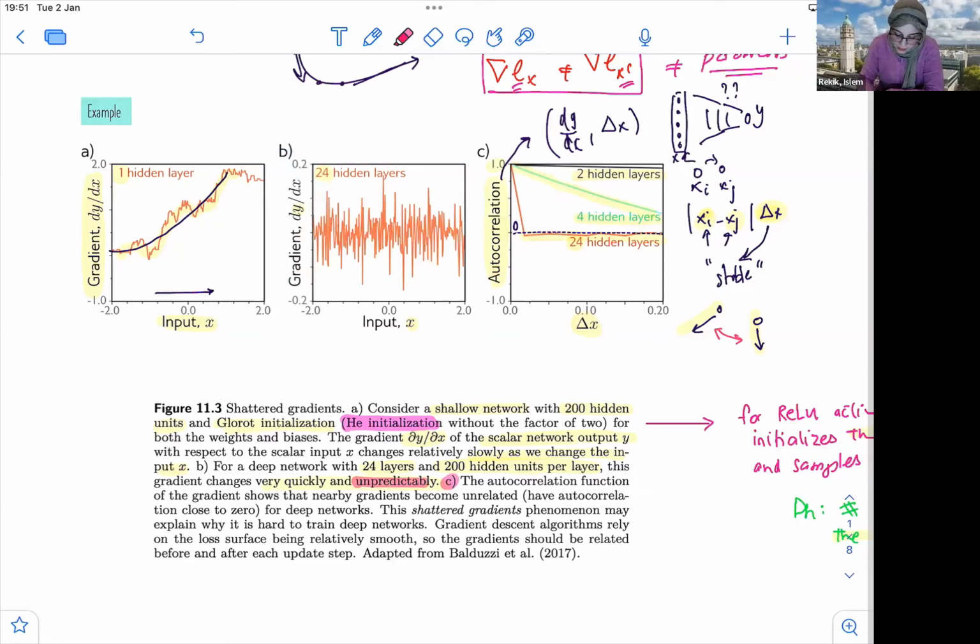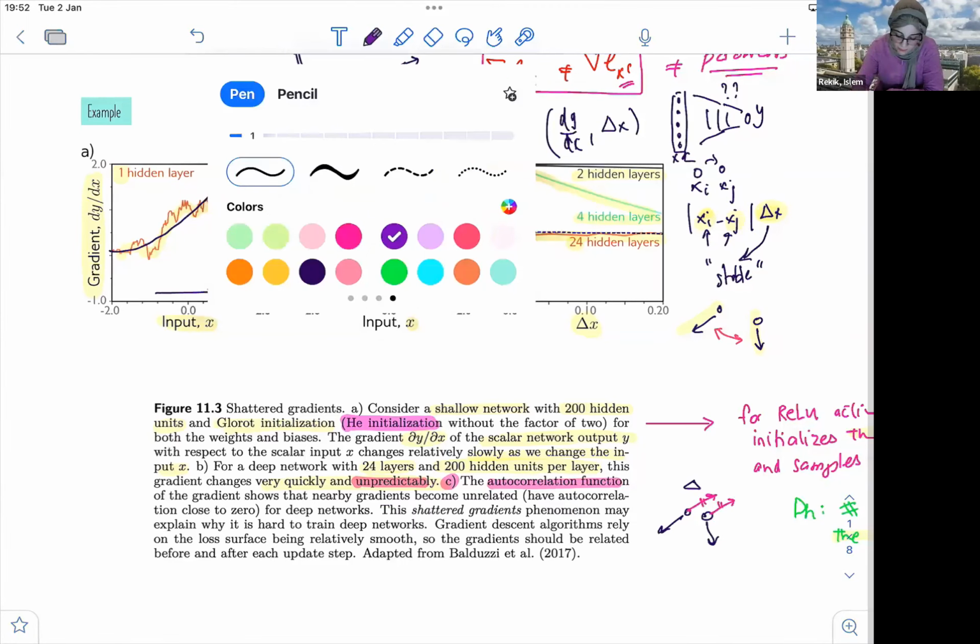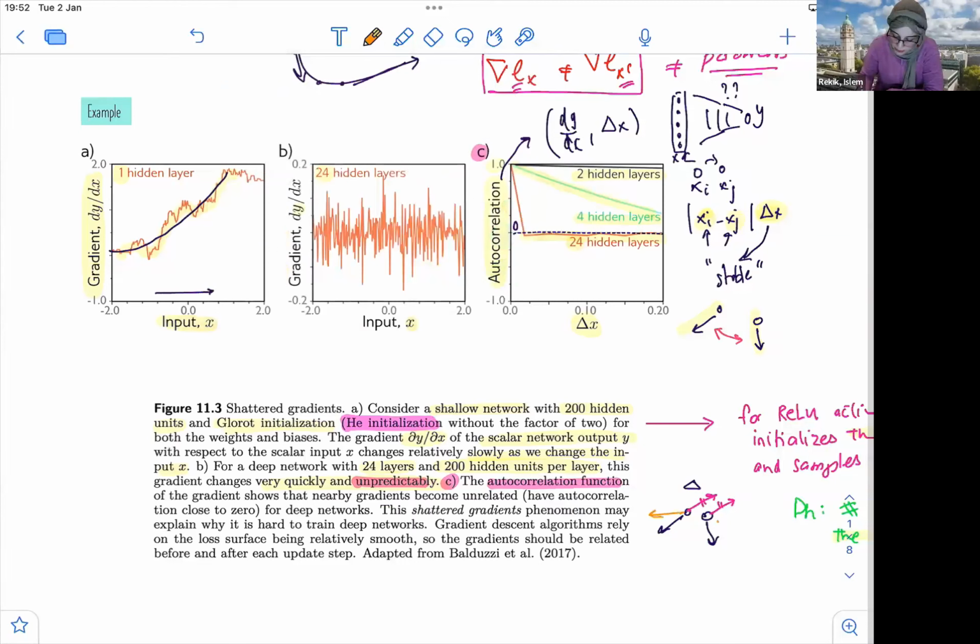And then for the C, the last plot, the autocorrelation function of the gradient shows that nearby gradients become unrelated, okay, for deep networks. Which means that if 2 points are actually similar, their delta is similar, we don't have similar gradients anymore. And these gradients become completely unrelated. So if they are similar, maybe we'll have something like this. Okay, so these are similar gradients. They're correlated. Now they're pointing in the same direction. And if they are completely dissimilar, let's choose a different color, they will point towards completely divergent directions, okay? So these are different gradients.